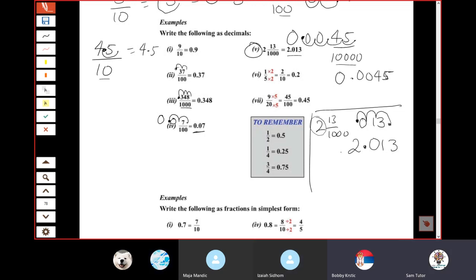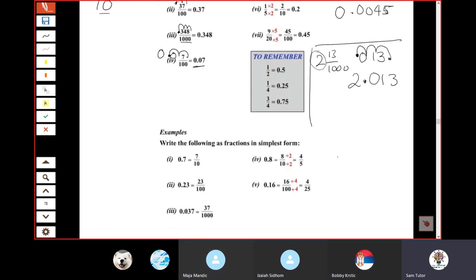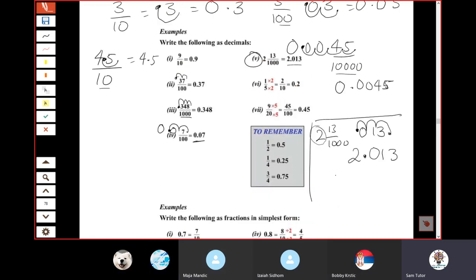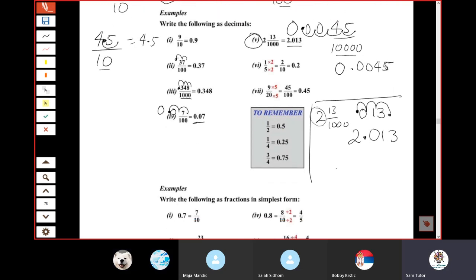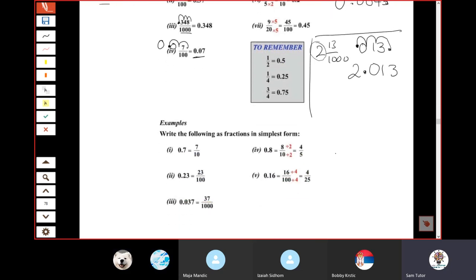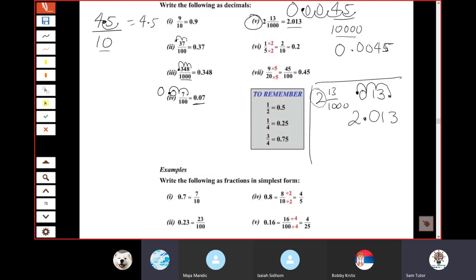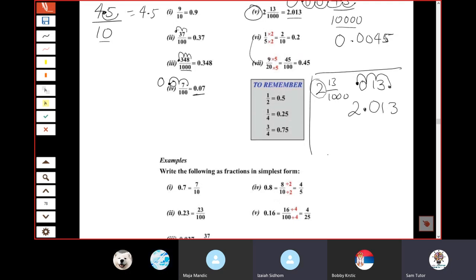Maya, that makes sense as well? Yep. Okay. Right, and then so that's decimal, right? That's fractions to decimals. These ones I'm going to show you a different way soon enough.